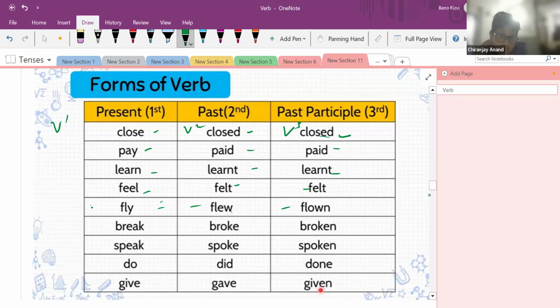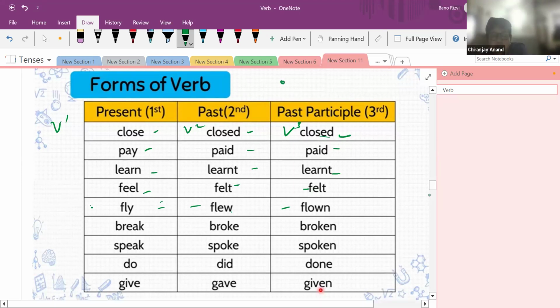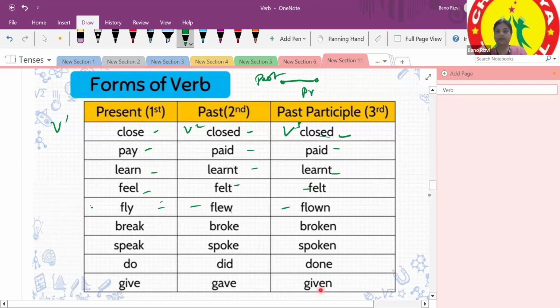This is the past participle. Do you understand now? When we say has broken, it is the past participle. In case this is the past, and in case this is the present, and then there is a future. You see, there is a timeline here.